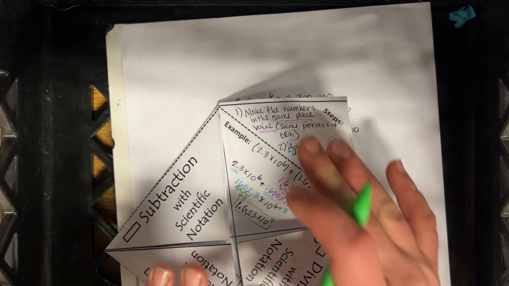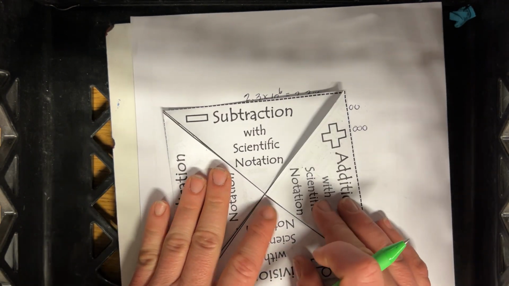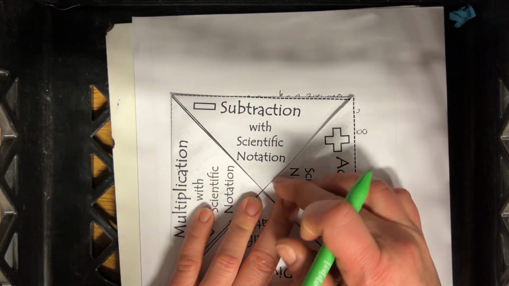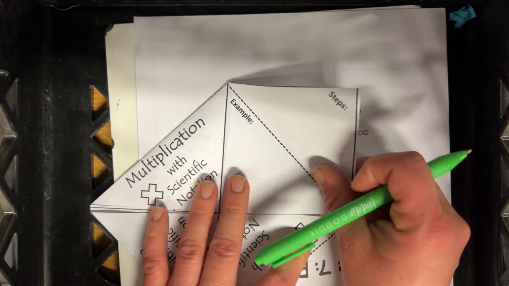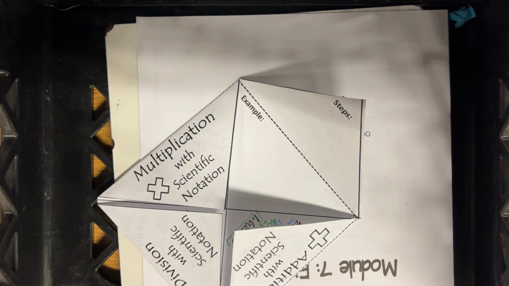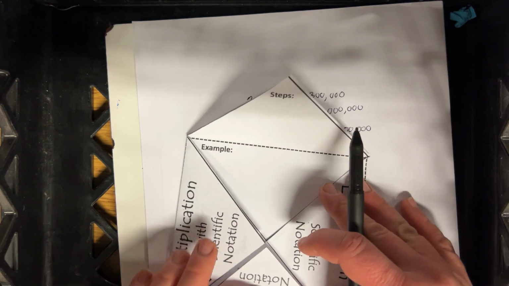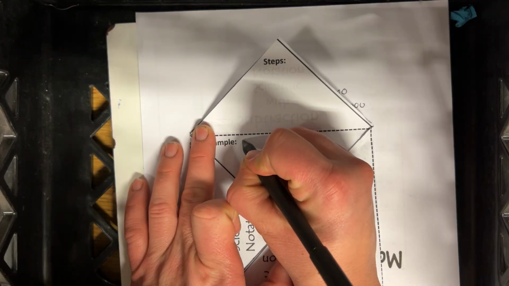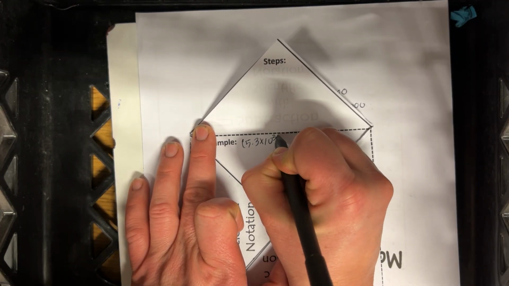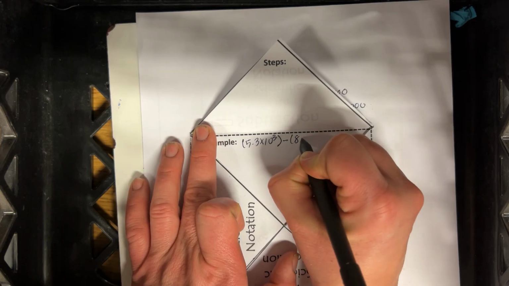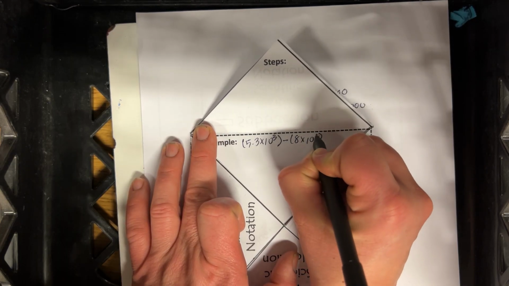All right, some subtraction of scientific notation is up next. So we have subtraction with scientific notation. This is our last and final set of notes. As always, I am going to show you this through an example problem. Our example problem in this case is 5.3 times 10 to the third minus 8 times 10 to the second.